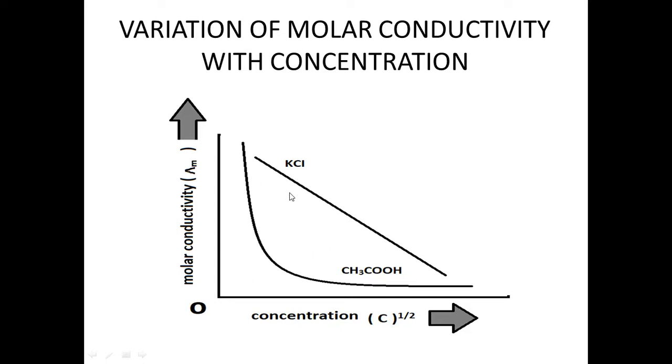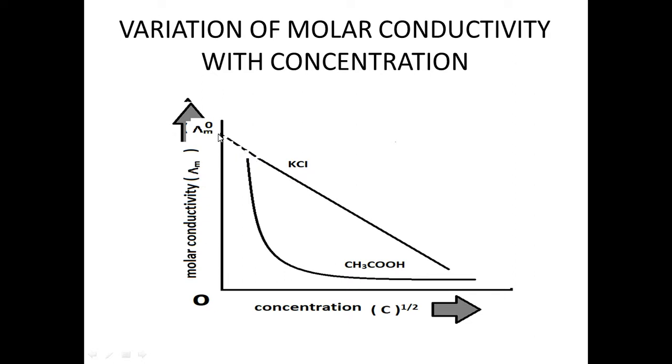You can see here. If we draw this line, you see there is an increase of concentration, and in the reverse direction there is an increase in dilution. So if the concentration is nearly zero, it shows infinite dilution. If we draw this curve further, then what do we get? We get a line that touches the y-axis, and the point of touching is called lambda m naught, that is the limiting molar conductivity.